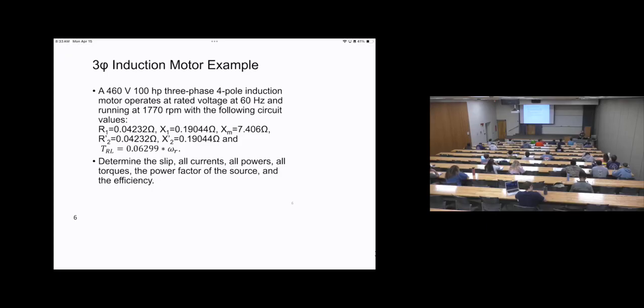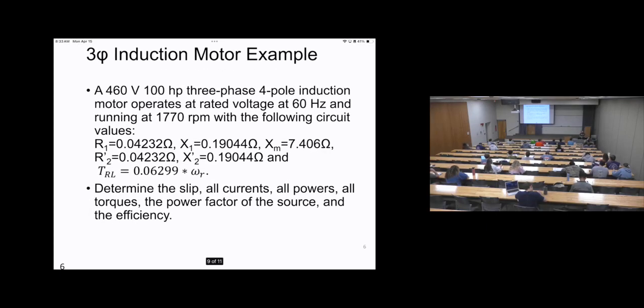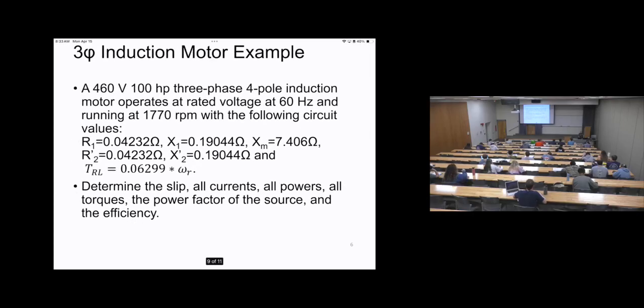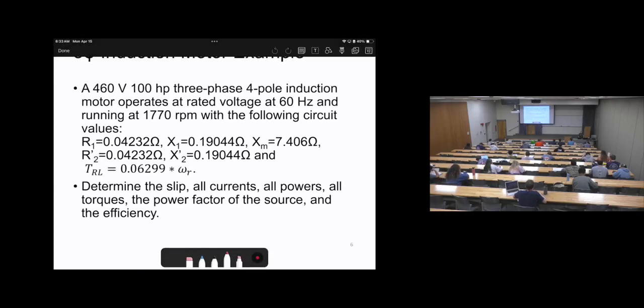So here, look at the question: 460 volts, 100 horsepower. Again, we are using horsepower for the motors, volt ampere for the generators. But here it's horsepower. A 3-phase, 4-pole induction motor operates at the rated voltage. And we are given the frequency, 60 hertz, running at 1770 RPM. So this is the actual speed, because it's running at this speed, or in other words, the rotor speed.